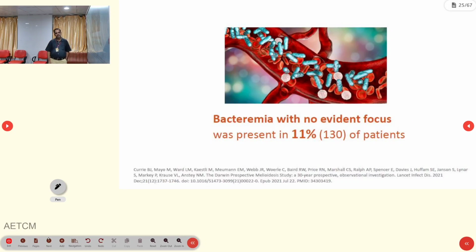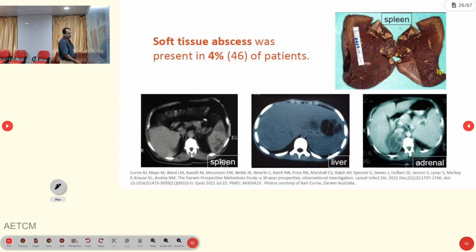So sepsis was there without any secondary focus in 11% of cases. So the patient who came now had pneumonia and then sepsis. So he had a secondary sepsis, which is secondary to the pneumonia. Some people may not have a primary lesion and they may have sepsis. So soft tissue abscess, any person with a deep-seated abscess who is diabetic, CRF, think of melioidosis.